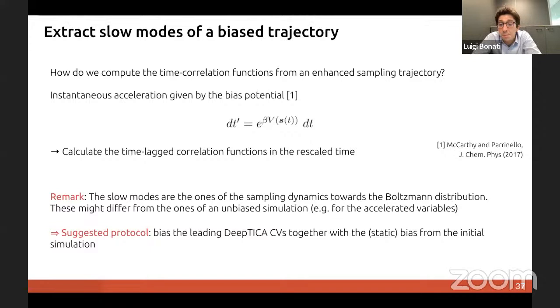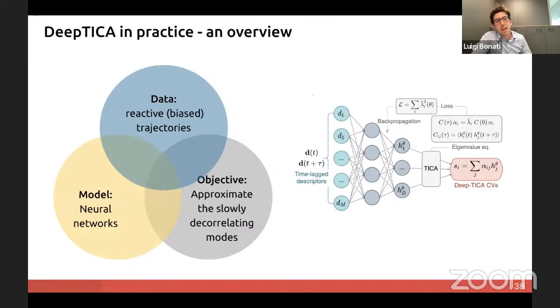So the suggested protocol is to bias what we found, the Diptyka CVs, together with the bias from the initial simulation, because in this case, we are sure that we do not lose any information. And to avoid optimizing a multidimensional bias, we can also use the static bias obtained at the end of the previous simulation. So to sum up, in the second case, the data we use are reactive biased trajectories, and we want to approximate the slow modes of the system by using a neural network model.